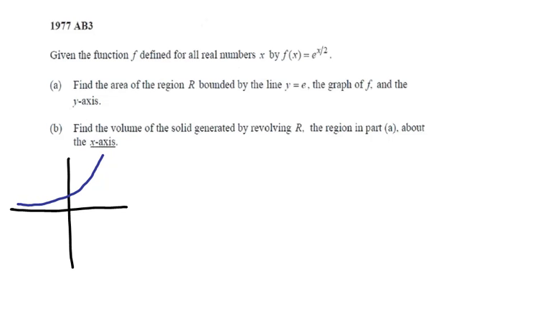We're not looking for something below e to the x over 2. We're looking for something in between that line and the line y equals e and the y-axis. So we're actually looking for this particular area instead of looking for something below the line e to the x over 2.